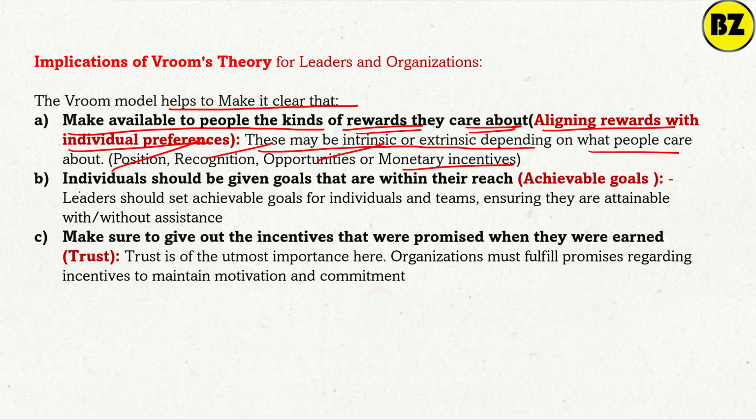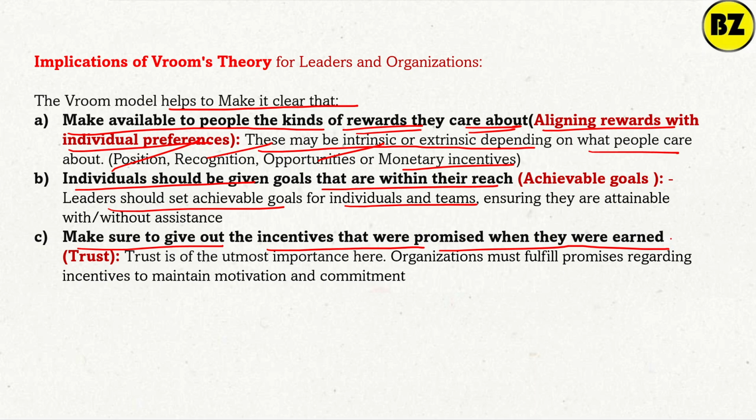Next, individuals should be given goals that are achievable. Okay, you should not use targets which are not achievable, right? So the target should be achievable. So the leader should set achievable goals for the individuals and the teams, ensuring that they are attainable without assistance. Then make sure to give out the incentive which was promised and when it was earned.